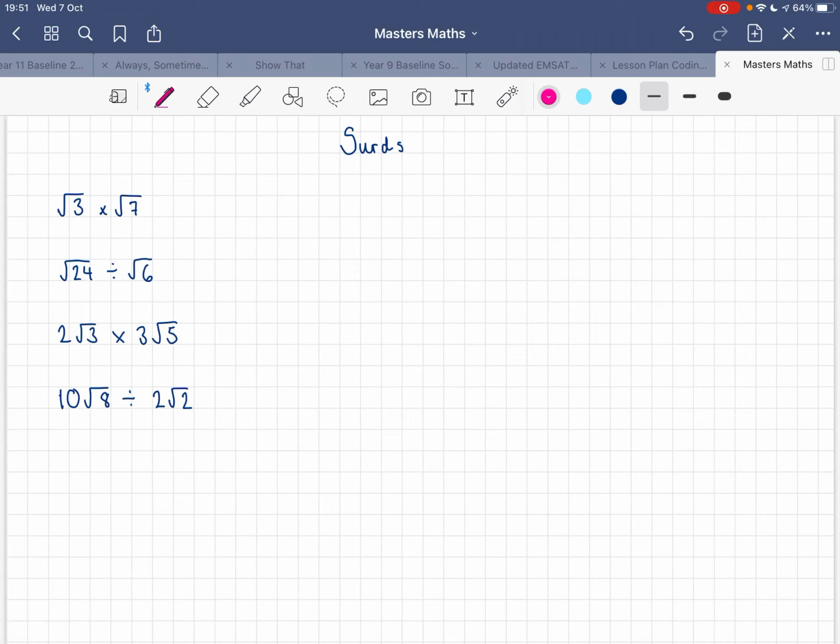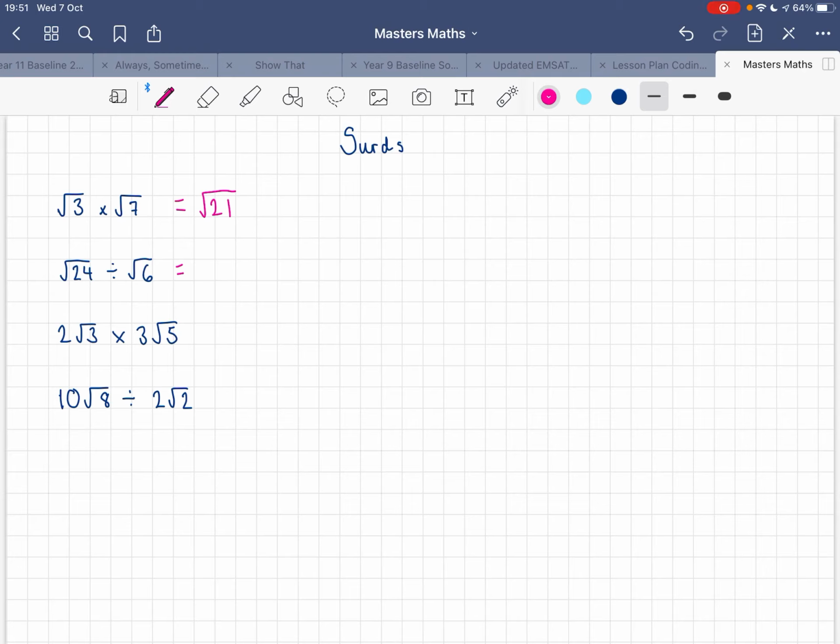So the square root of 3 times the square root of 7, you can multiply those two things together and it just becomes the square root of 21. As long as the numbers are both inside of the surd, then you can multiply them together. And the same for division. So we can do the square root of 24 divided by the square root of 6. They're both inside the surd, so we can divide them.